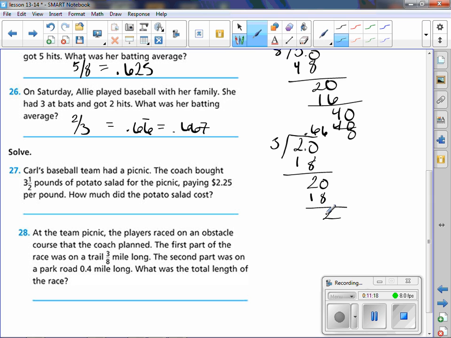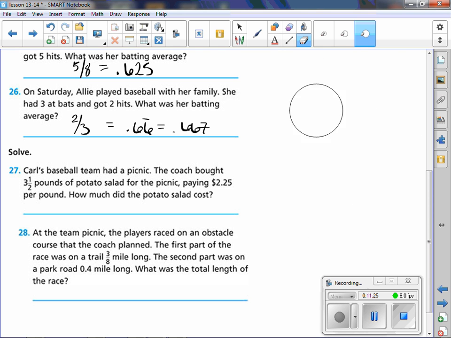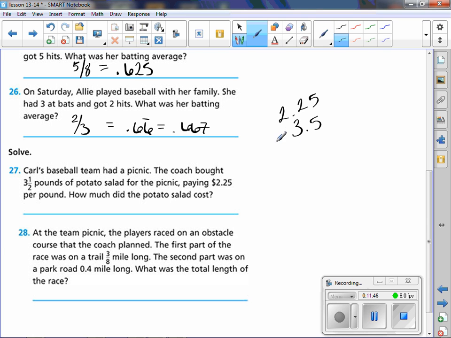Okay, Carl's baseball team had a picnic. The coach bought 3.5 pounds of potato salad for the picnic. He paid $2.25 per pound. How much did the potato salad cost? Well, when I think about this, I can think about it like a decimal. So I can think 3.5, right? And I'm multiplying that by 2 and 25 hundredths. Why don't you guys pause the video and multiply this out? You can remember, you can ignore the decimals and just start multiplying, and then come back and check your answers.